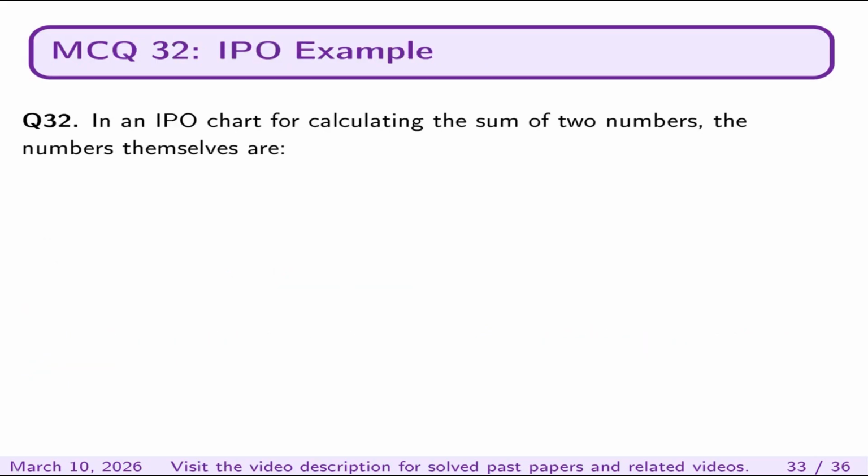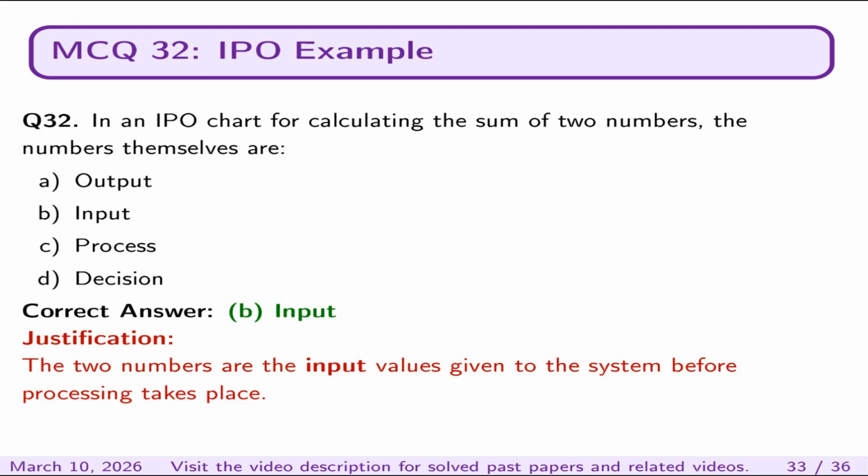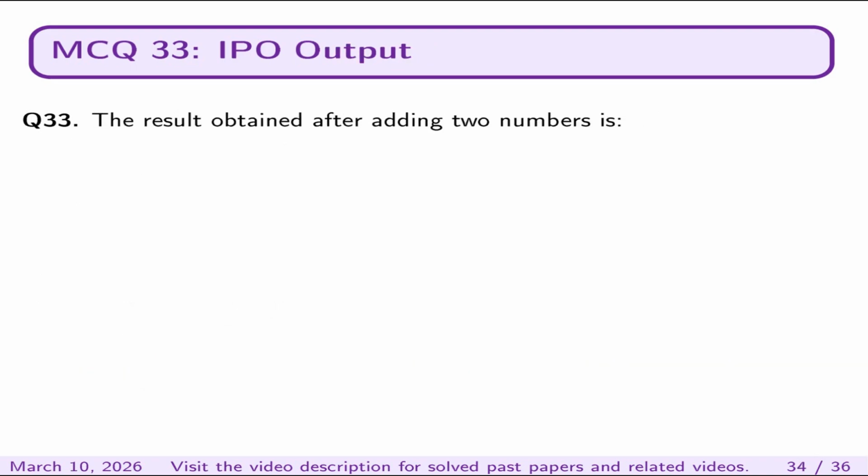Question number 32. In an IPO chart, for calculating the sum of two numbers, the numbers themselves are output, input, process, decision. It should be input, because the two numbers are the input values given to the system before processing takes place.